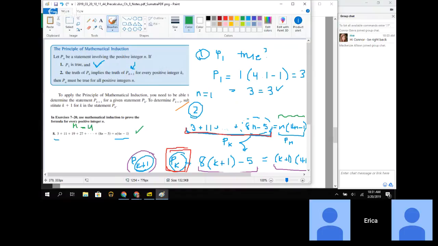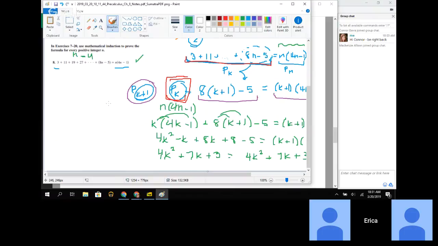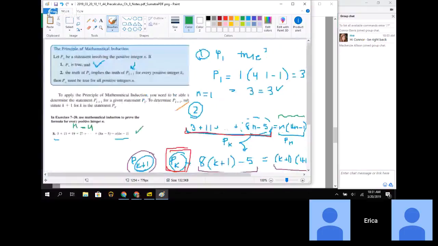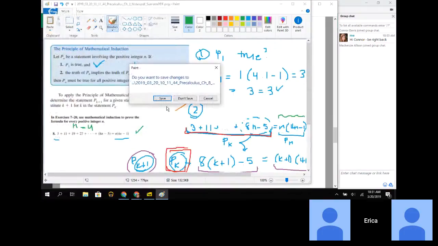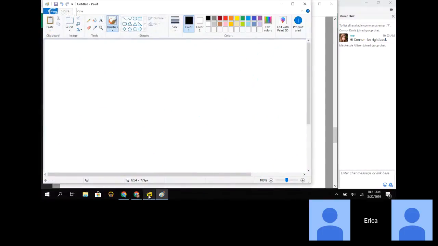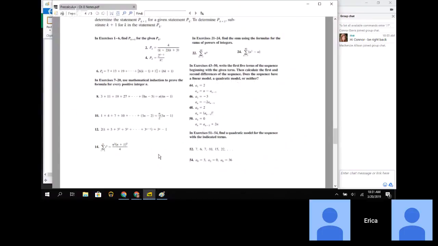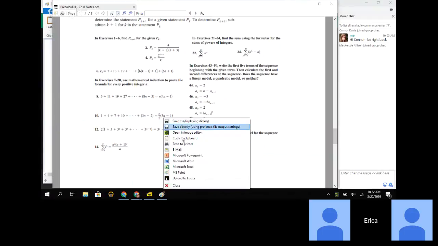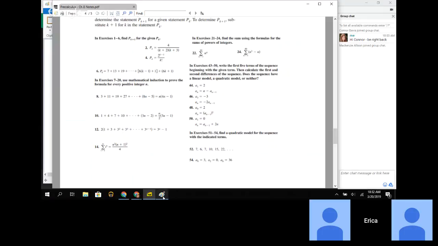So should we do another one? I'd say so. Let's do number 12. We don't have to do the ones with sigma there, since we're just doing 7 through 13, I don't believe.